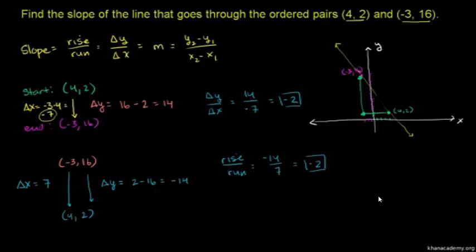When we did the other way, we started at this point and then ended at this point. Started at negative 3, 16 and ended at that point. So in that situation, our run was positive 7. And now we had to go down in the y direction since we switched the starting and the end point. And now we had to go down negative 14. Our run is now positive 7 and our rise is now negative 14. Either way, we got the same slope.